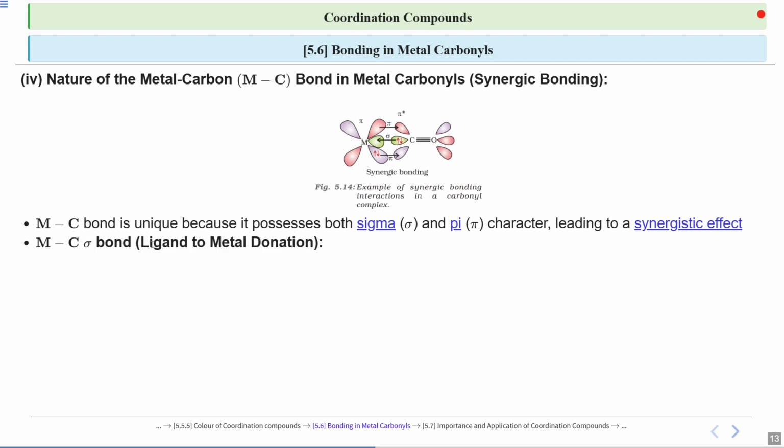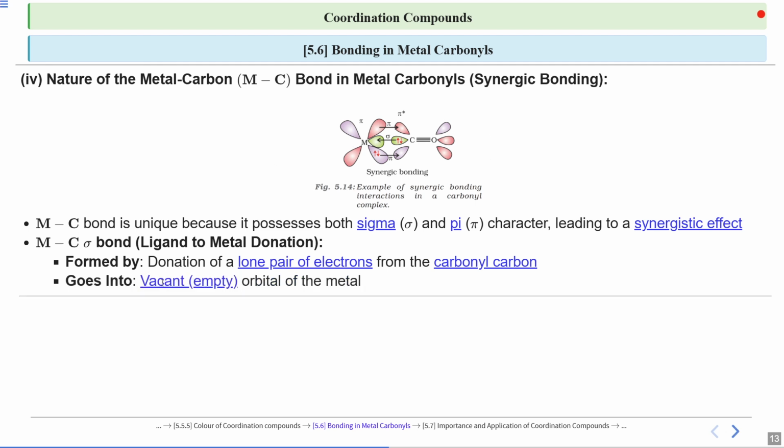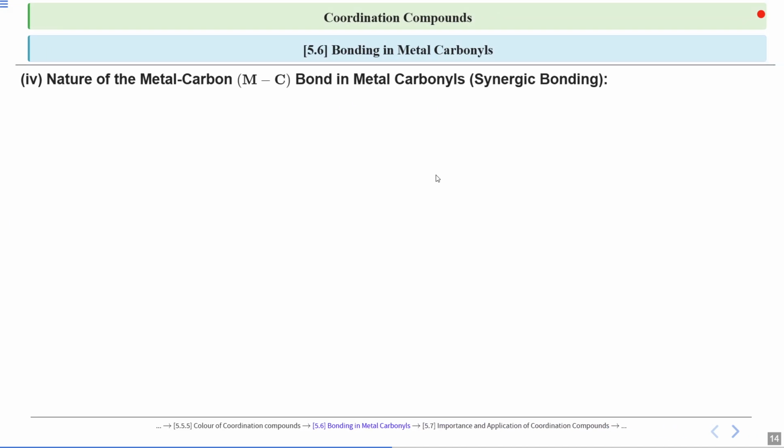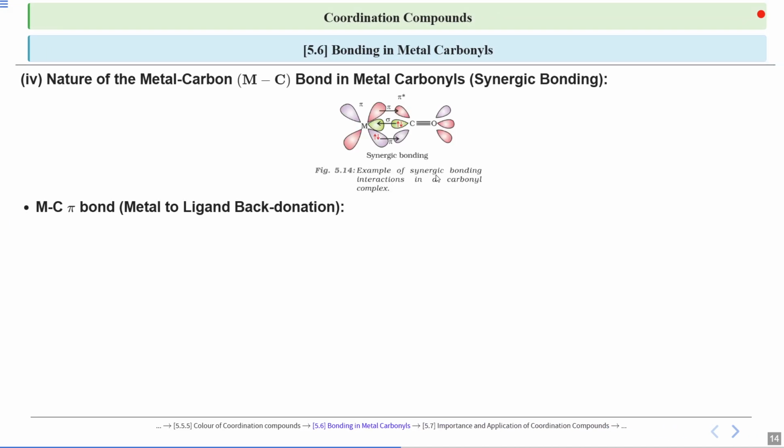If you talk about the metal carbon sigma bond, it is ligand to metal donation. The ligand donates a lone pair to the vacant d orbital of the metal. It is formed by the donation of a lone pair of electrons from the carbonyl carbon to the metal. It goes into the vacant, empty orbital of the metal, and this is how the metal carbon sigma bond is formed, which is ligand to metal donation. Now, if you talk about the other bond, that is the pi bond.